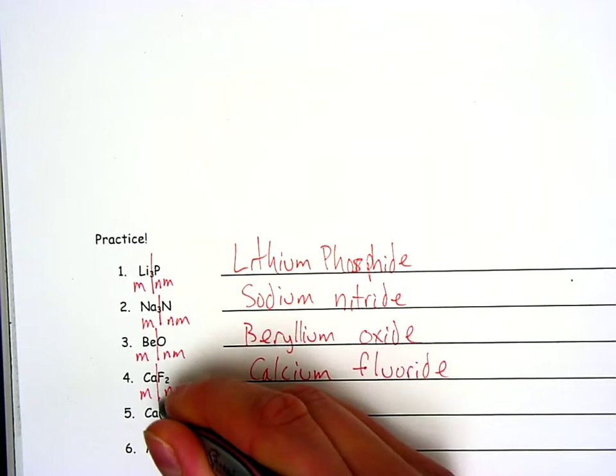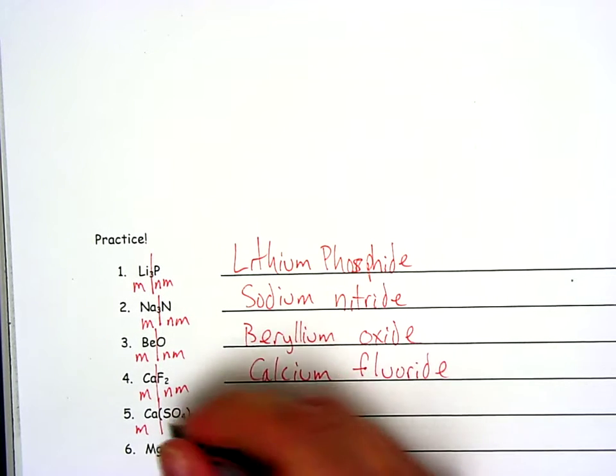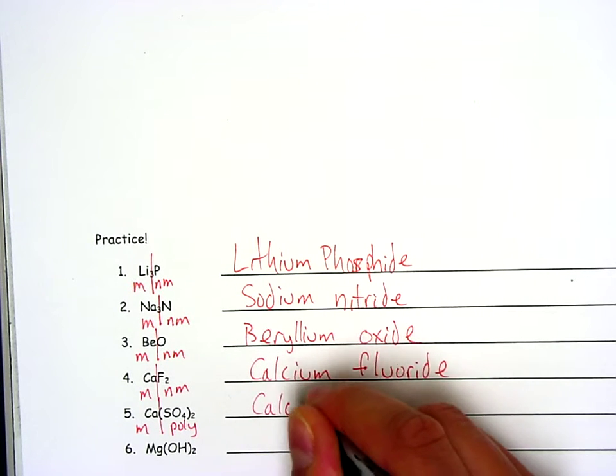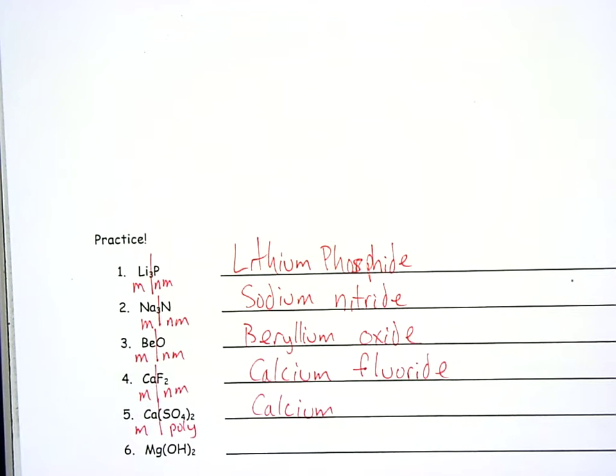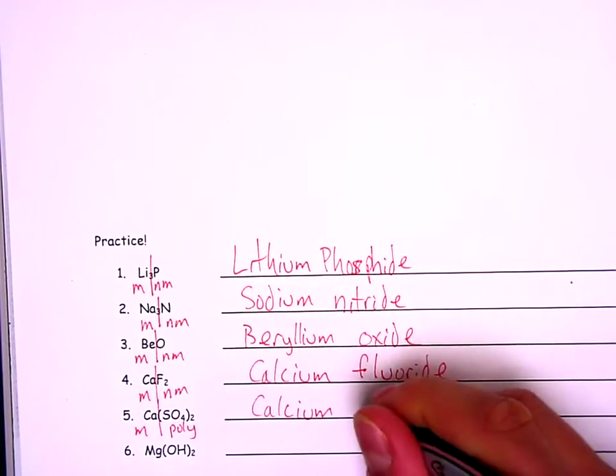All right. Next one's a little different. Calcium, metal. More than one capital letter here, SO4. That is a polyatomic. Okay. So calcium, don't change that. And then SO4, we'll look it up. That is sulfate. So you don't change anything about it. Just write sulfate.